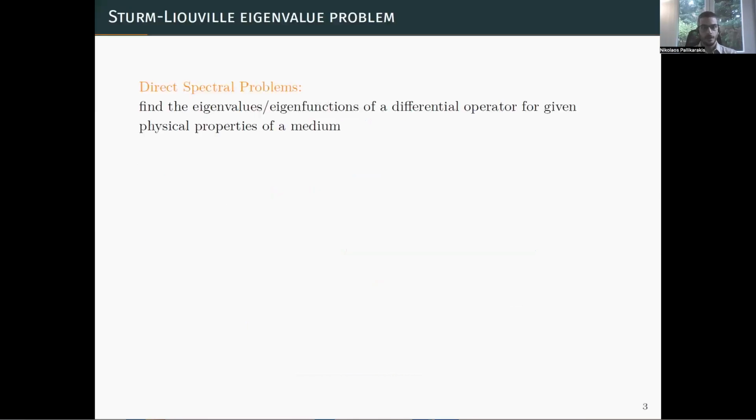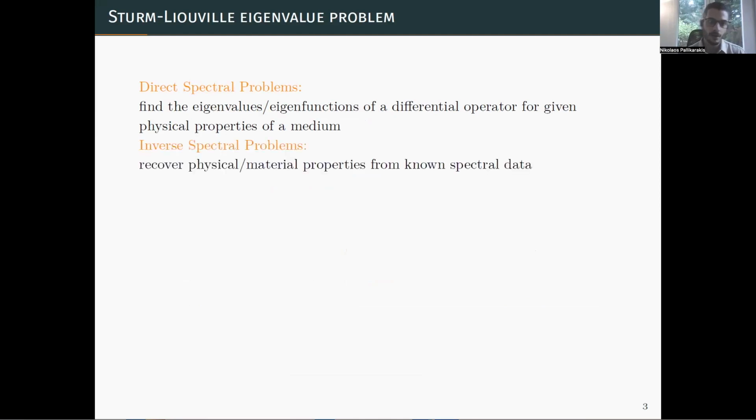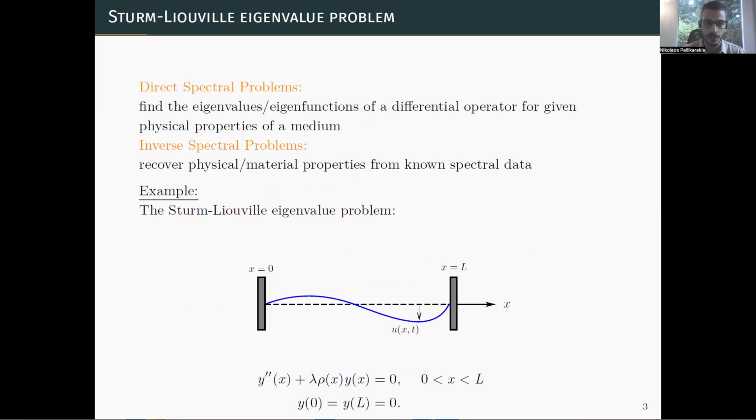So, as you probably know, direct spectral problems are problems for which we're trying to find the eigenvalues and the eigenfunctions of a differential operator for some known physical properties of the medium. While in the inverse problem, we want to recover these material properties or physical properties from known spectral data.